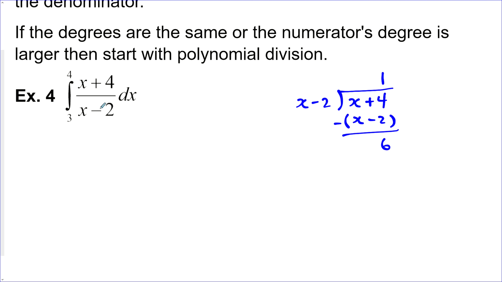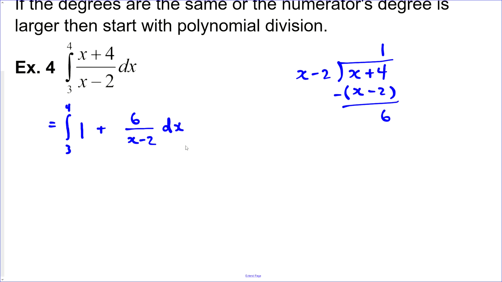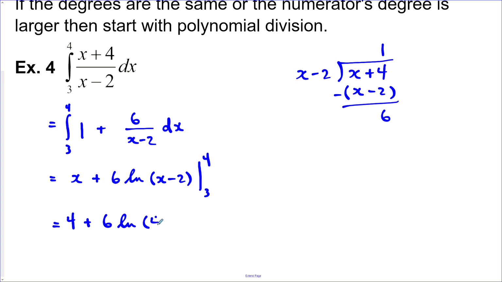So we can rewrite this definite integral as 1 plus 6 over x minus 2. Now we can find the antiderivatives. This would be x, and this would be 6 times the natural log of x minus 2. We need to evaluate this from 3 to 4. So first we put in 4, and then we'll put in 3, and we're going to subtract that.